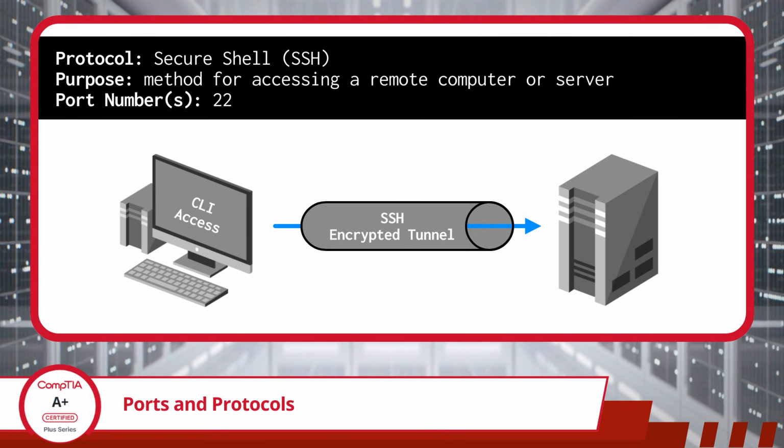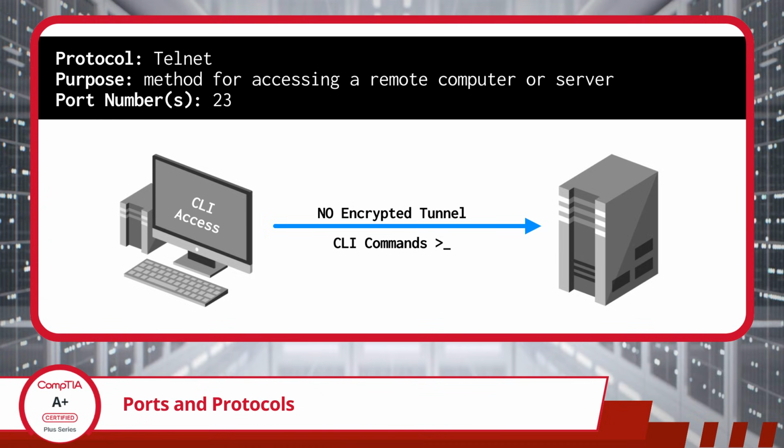Moving on to the next protocol in the CompTIA A+ Core 1 exam objectives, we have Secure Shell, or SSH. This protocol provides a secure method for accessing a remote computer or server. It's widely used for executing remote commands through the command line interface, or CLI. SSH stands out for its robust security, encrypting all data to prevent unauthorized access. It primarily operates on port 22, which handles both the secure connection establishment and encrypted data transfers. This encryption ensures the confidentiality of all communications, including login details.